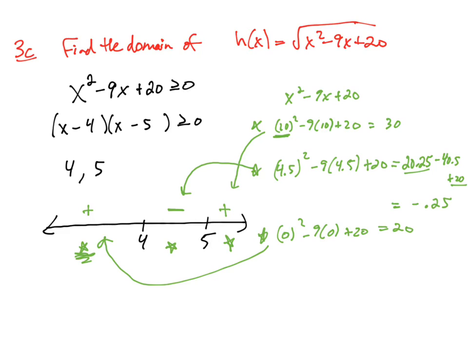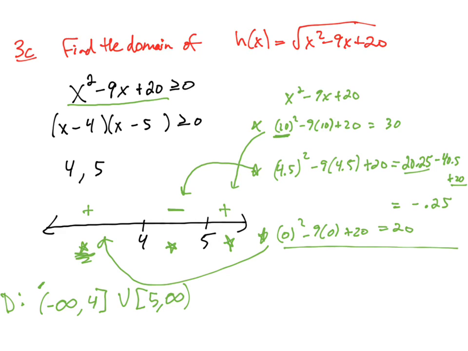Now, we want these values to be positive. We need this expression to be positive. And where is it positive? Well, it's going to be positive from negative infinity to 4, and then it's going to be positive again starting at 5 to infinity. So that is the domain here.